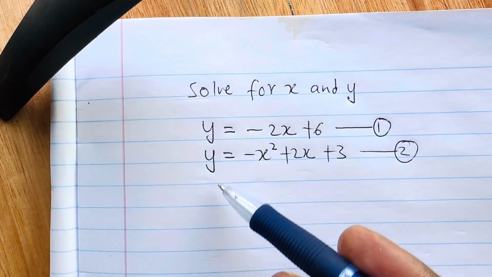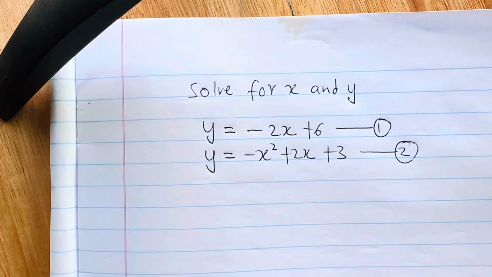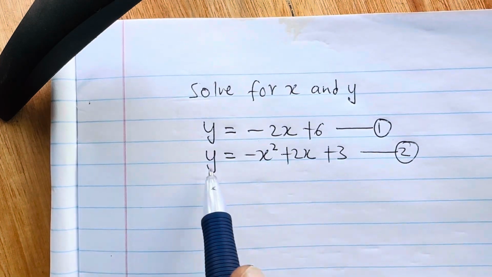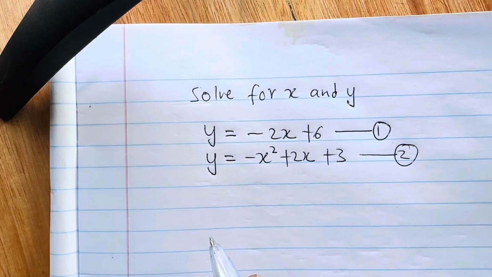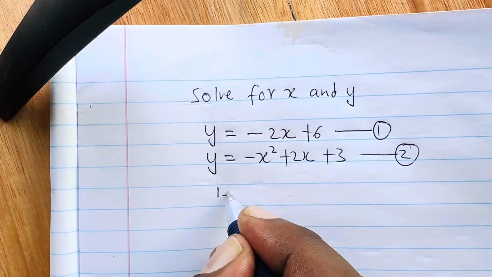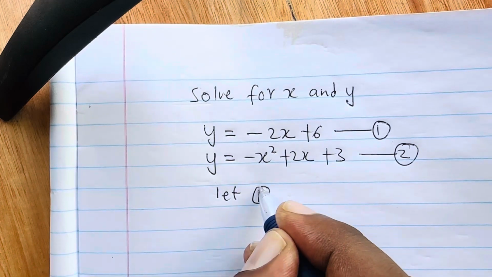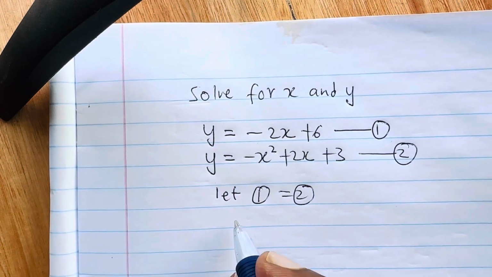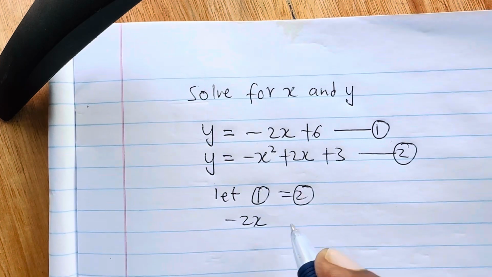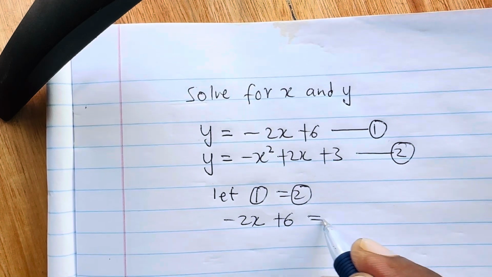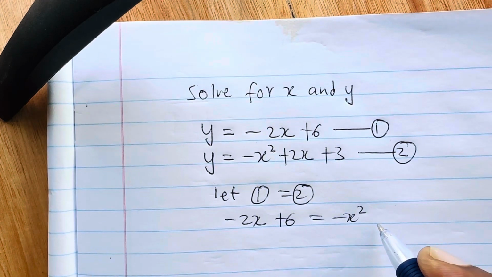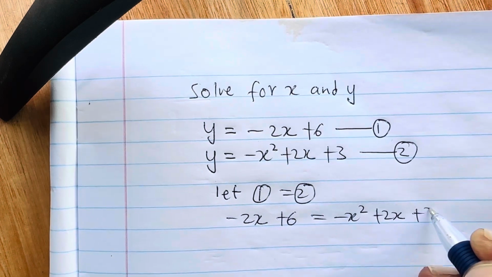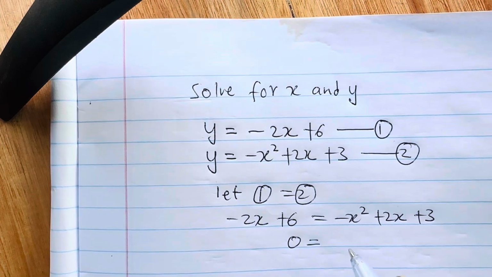Since these two equations are both equated to y, because we're having y is equals to, we're just going to say let equation 1 be equals to equation 2, since they're both equals to y. You're going to have negative 2x plus 6 is equals to negative x squared plus 2x plus 3.